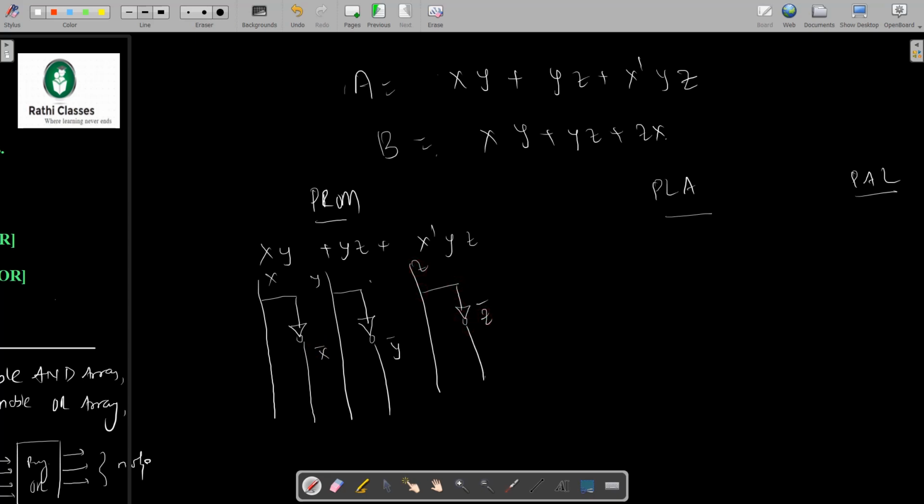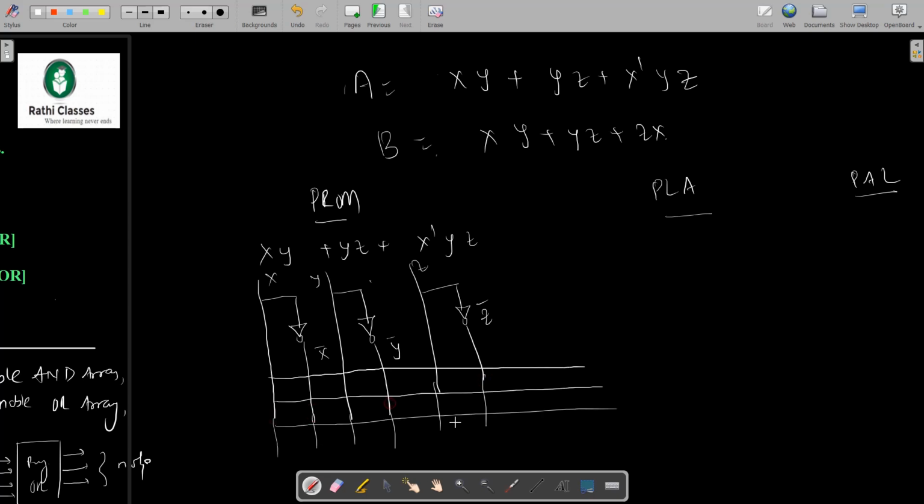So I have all the cases. Now what I will do is, I'll just draw a horizontal line. Now we need to keep a note over here that fixed is represented using a dot and programmable is denoted using a cross. That is, dot is for fixed and cross is for programmable. So as we have already mentioned, for PROM the AND is fixed.